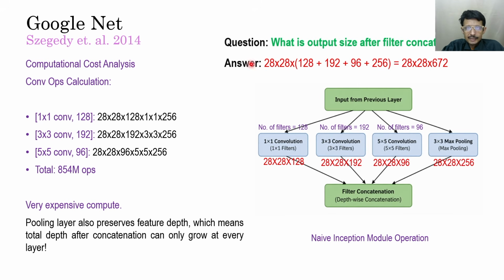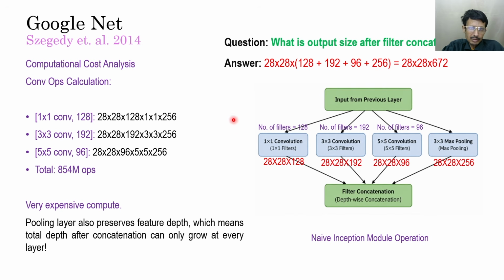So what is the output size of the filter concatenation? 28 squared times (128 plus 192 plus 96 plus 256), that is 28 into 28 into 672. It is also a very big number. So this is very expensive from a computation point of view, and that is the major problem of this.